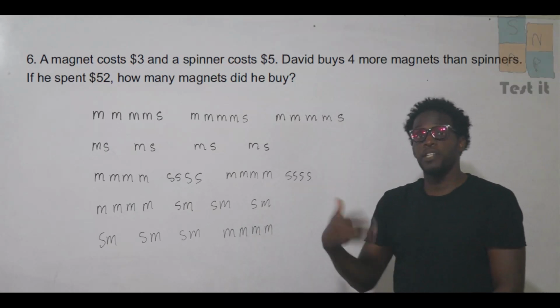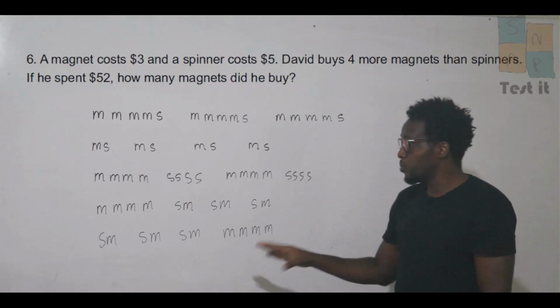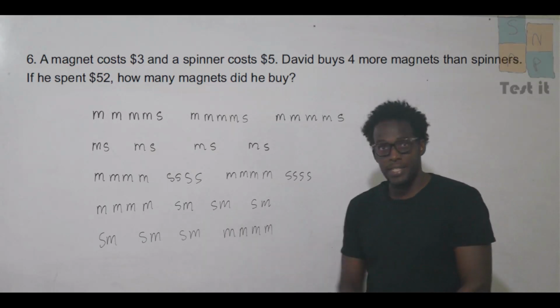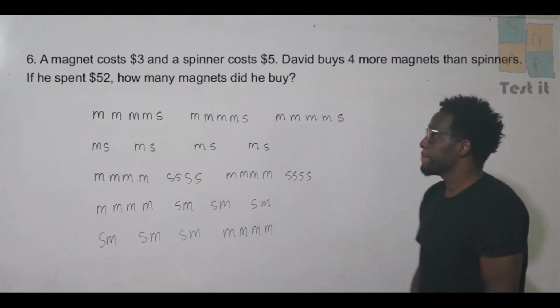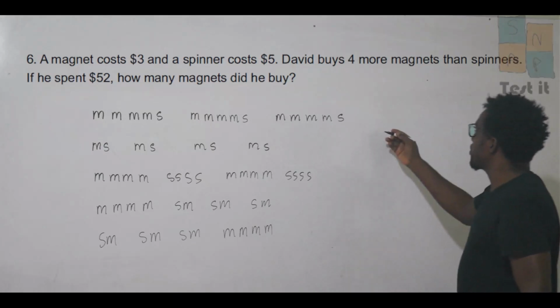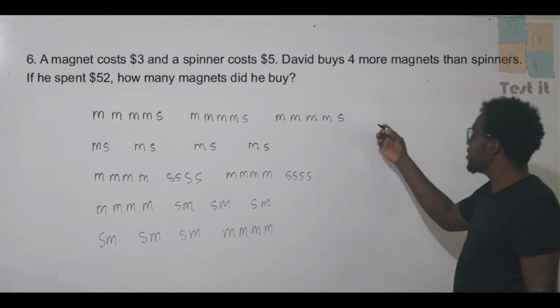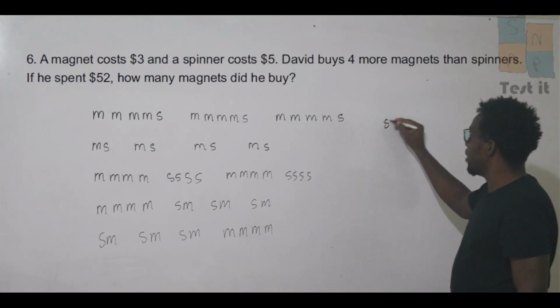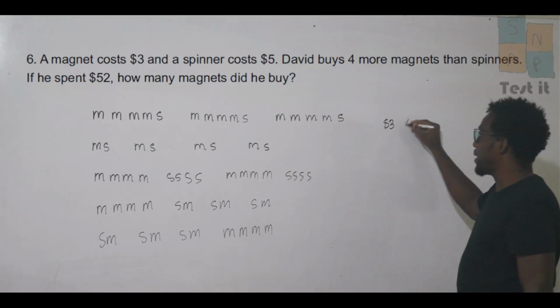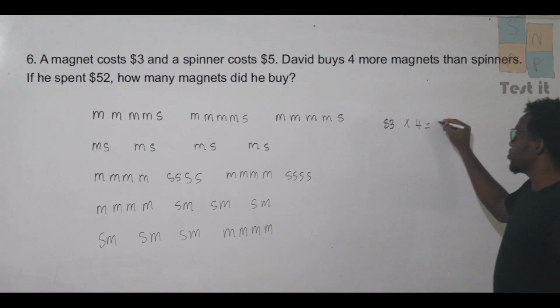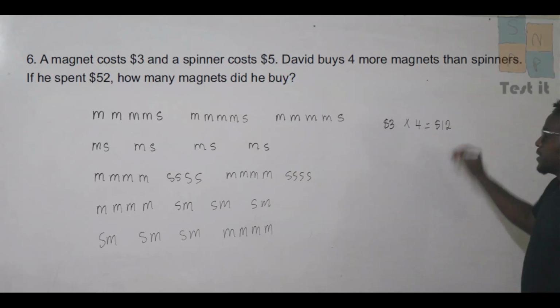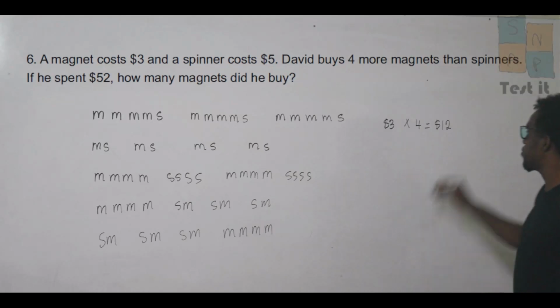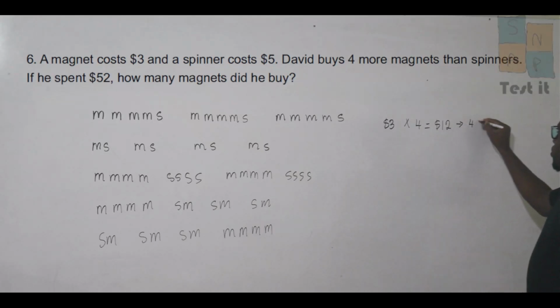Because provided we get them out of the way, what we'd have is groups of magnets and spinners to buy. So let's start by getting them out of the way. The first bit of working for this problem is going to be $3 for 1 magnet, but we're buying 4, so that's $12. And that's his 4 extra magnets. Let's write that there. 4 extra magnets.